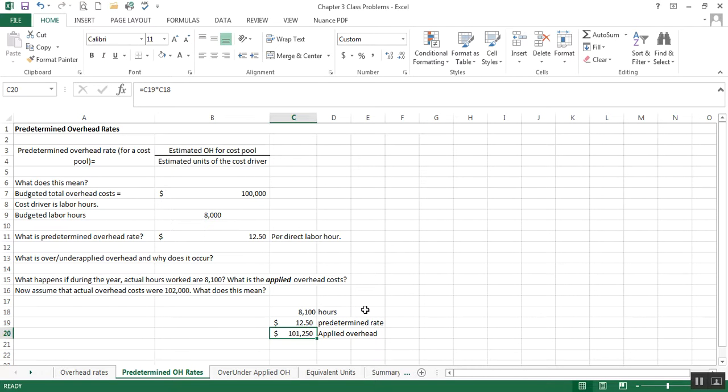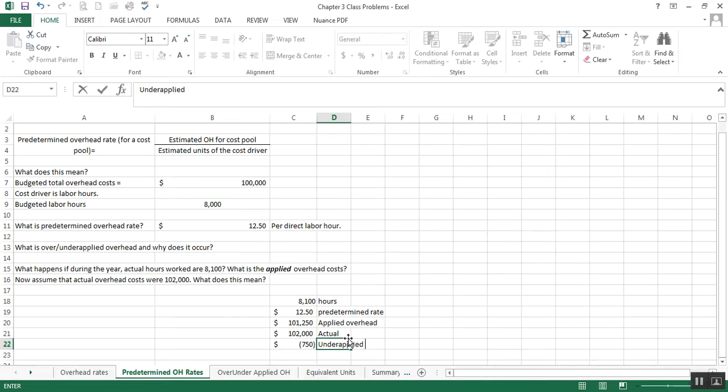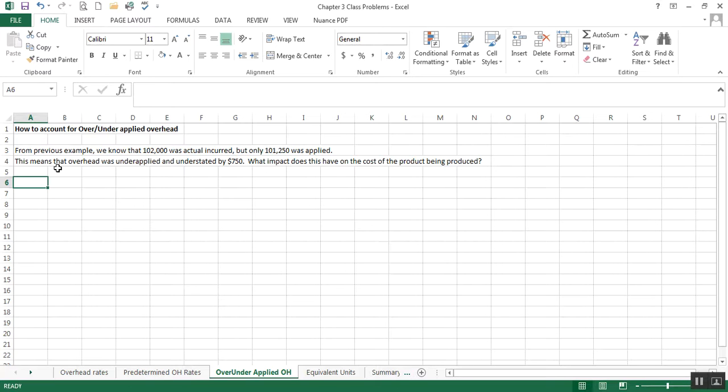What does this mean? Well, the actual overhead is based on the actual bills or expenses that were incurred for all of your overhead costs. And you're going to compare that, $102,000, to what was applied or expensed to the inventory accounts. In this case, the $101,250 is less than the actual. That means that overhead was under-applied by $750. When applied overhead is higher than your actual, then you would have over-applied overhead. So here we know that overhead was underapplied and understated by $750.